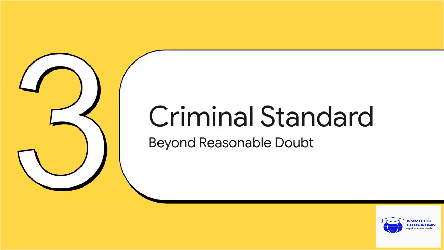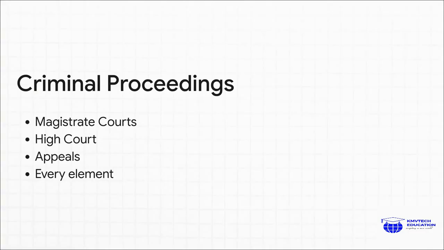Section 3, the criminal standard, which is proof beyond reasonable doubt. This is the absolute highest standard recognized in our legal system, and it applies in all criminal proceedings in Uganda. Let's make sure we get these statutory references into your notes. This standard applies whether the matter is before a magistrate under the Magistrates Courts Act, Chapter 19, or before the High Court under the Trial on Indictments Act, Chapter 25. It also applies in the appellate courts.